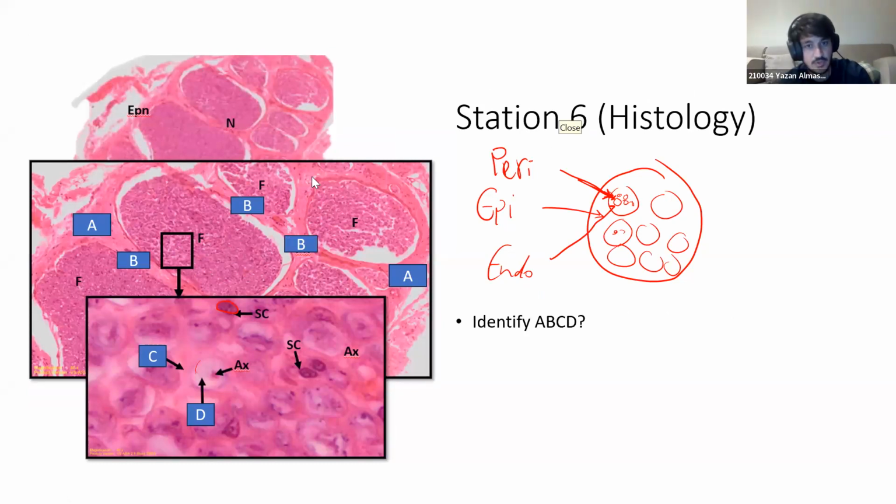Schwann cells do form myelin. D is the myelin. D is myelin sheath. C is what's it called? Endoneurium. B is what's it called? Perineurium. And A is epineurium. I hope that made sense.